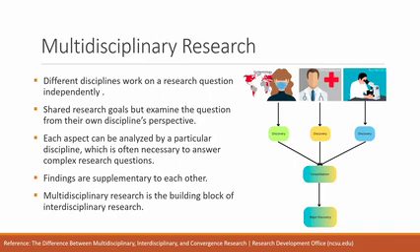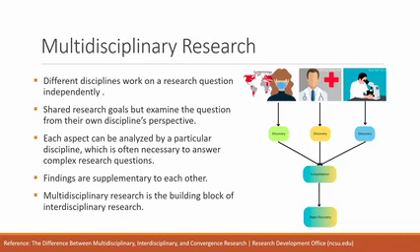So multidisciplinary research means different disciplines that work on a research question independently. If you see in the diagram, we have our epidemiologist, our clinician, our biochemist. They're each working on the same problem, but sort of in their own lane. They have shared research goals, but they examine the question from their own discipline's perspective, as shown in the diagram. Each aspect can be analyzed by a particular discipline, which is often necessary to answer complex research questions. So the findings are supplementary to each other.